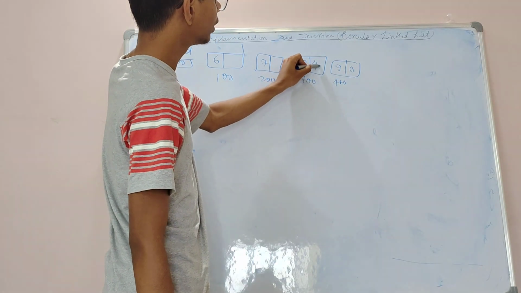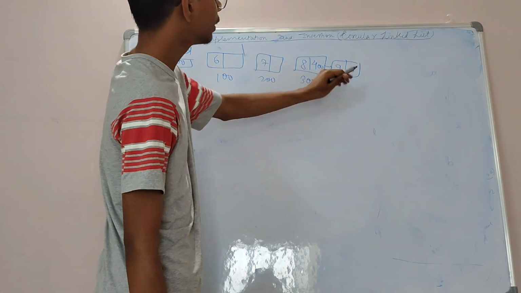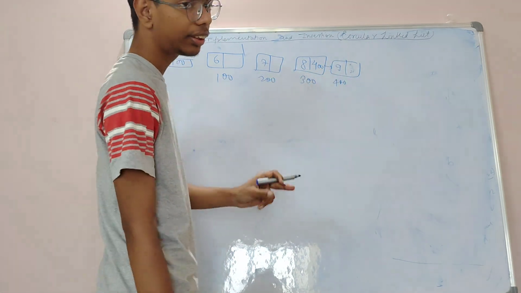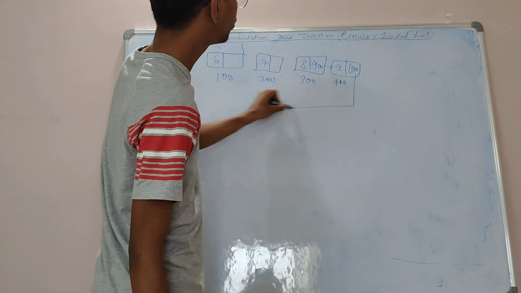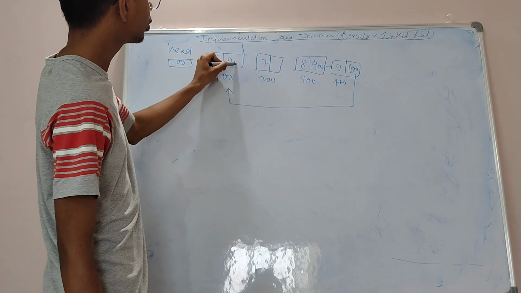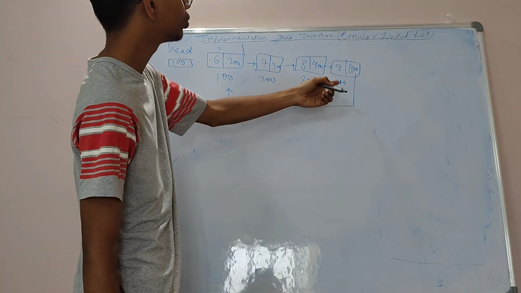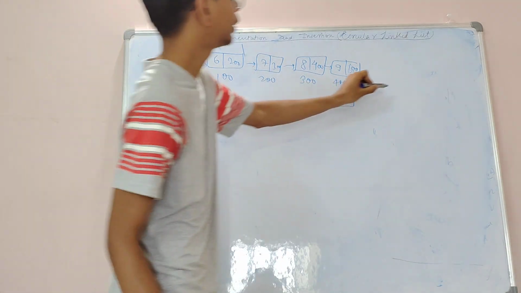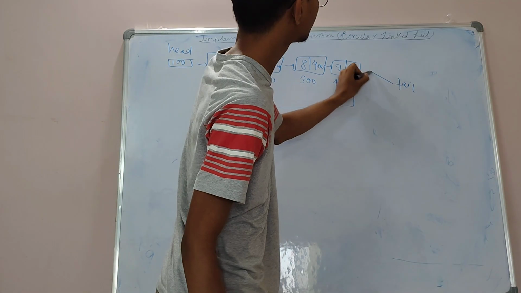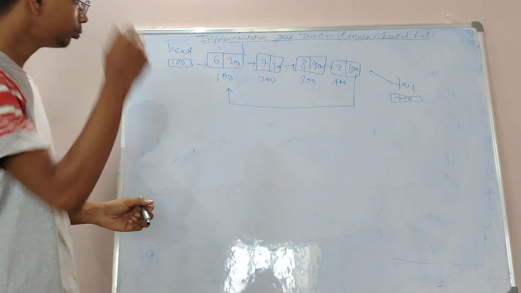This will contain the address of another node which will point this way. This will not contain null, that was the point. This will contain 100, right? So this will point to the first node, this will point to the second node, this will point to the third node, and the last node will point to the first node, right? And my tail will point to the last node, that will contain 400, right?